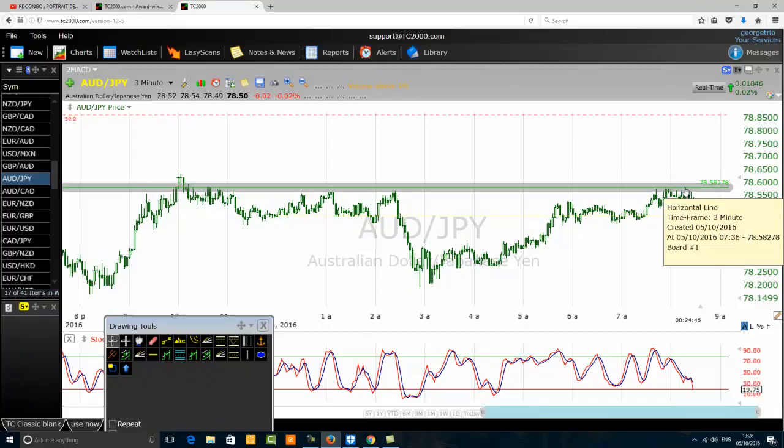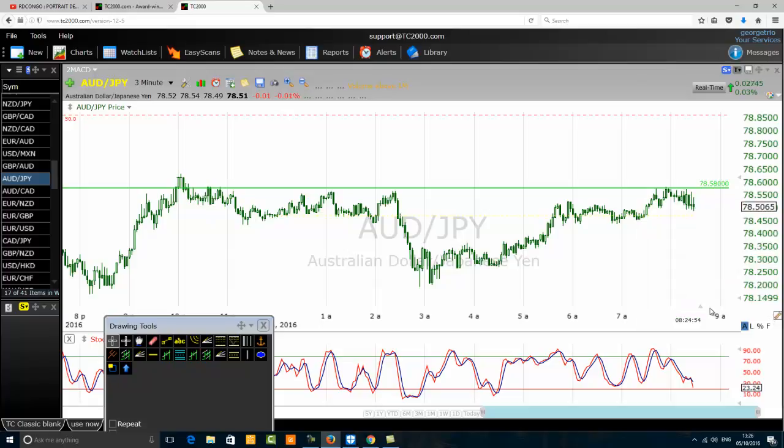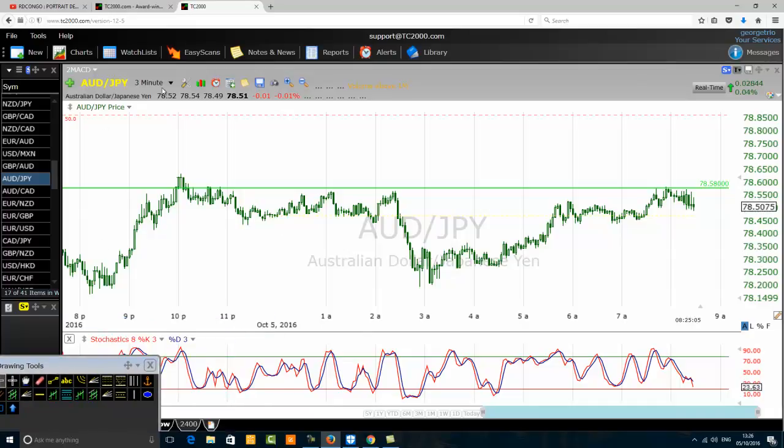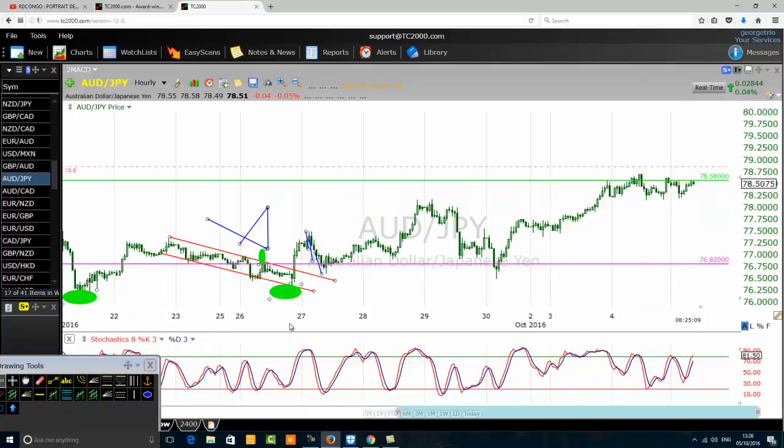7858. This limit order is not yet filled. It will be filled when the price rises up to 7858. So I'm just waiting for this order to be filled. Very simple. If we go, for instance, to the hourly time frame to investigate what is taking place there.